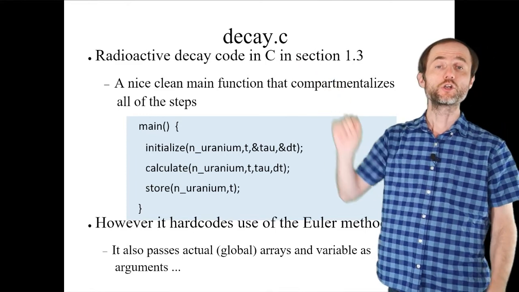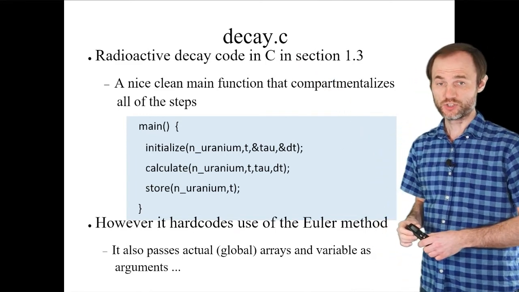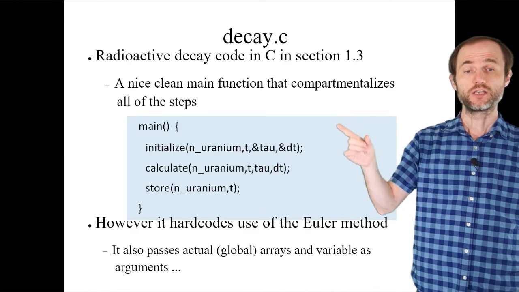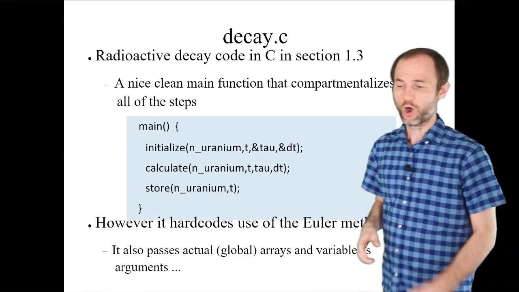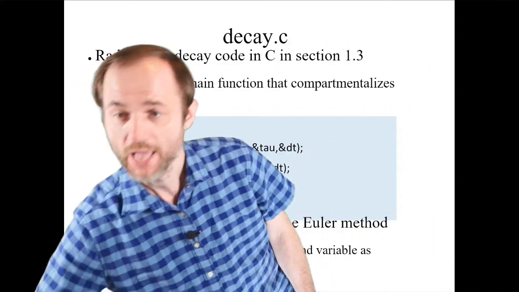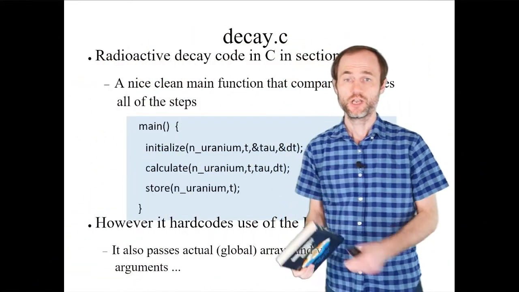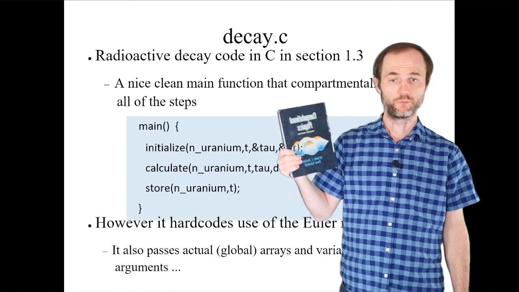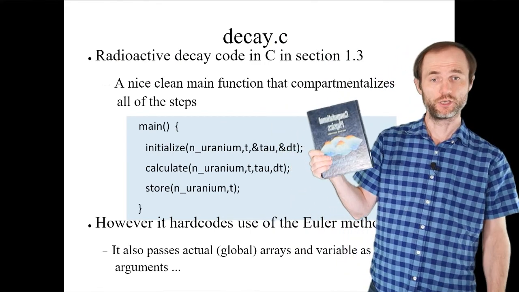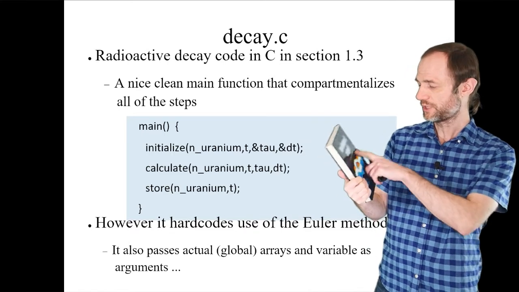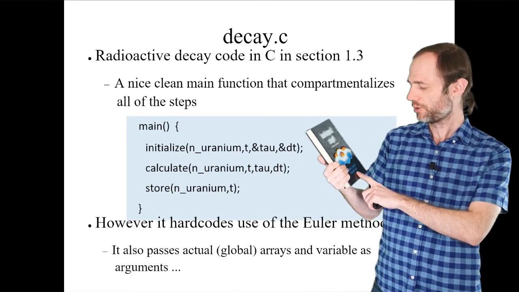And we're going to start with the decay.c. This is the radioactive decay code that's given in section 1.3 of the computational physics book. And because everything is mirrored, you can see that this book is also mirrored, so you can't actually read it, but the picture is familiar. So this is the book, the second edition by Giordano and Nakanishi.